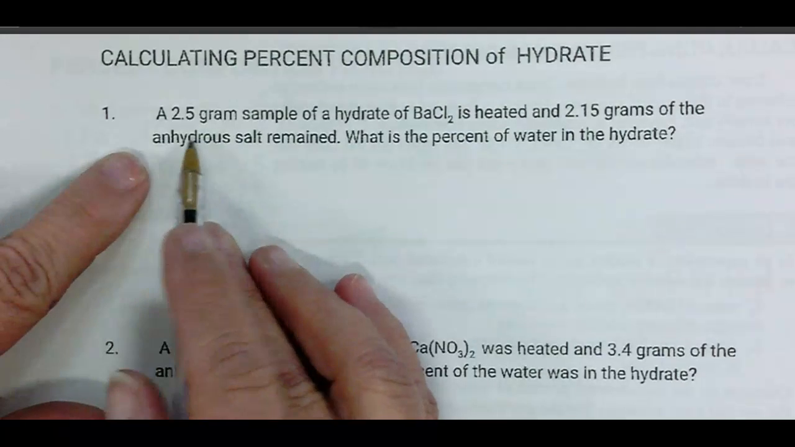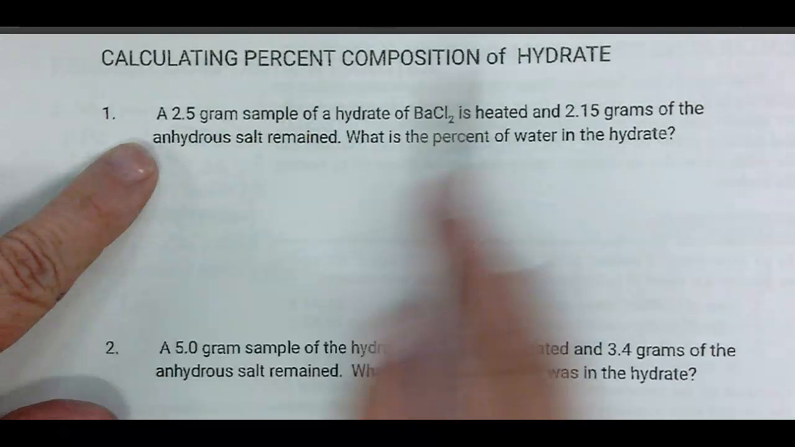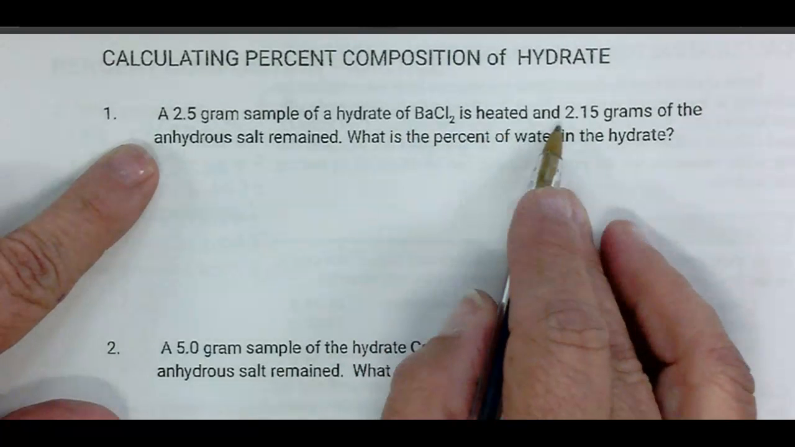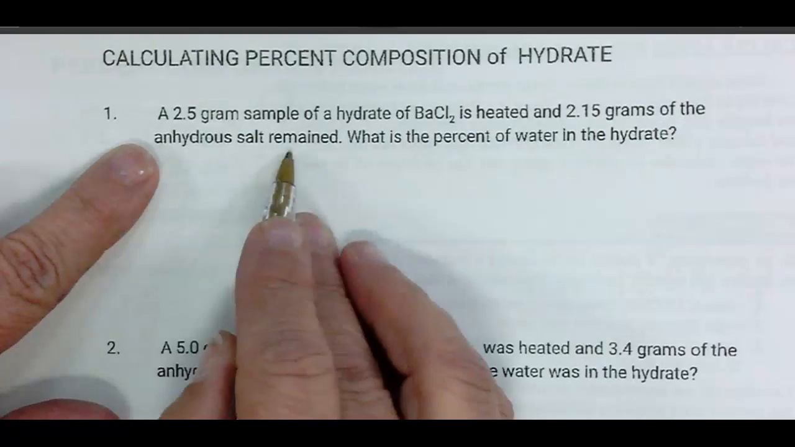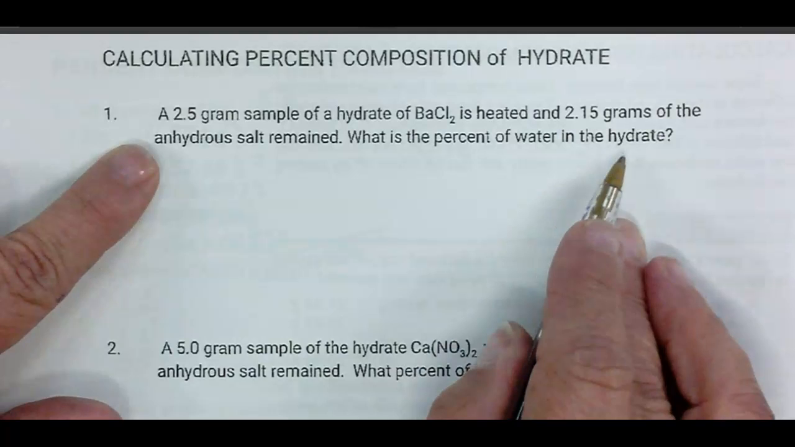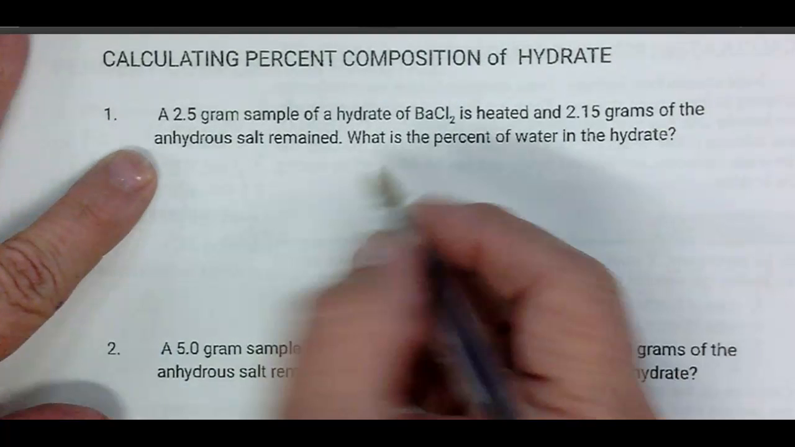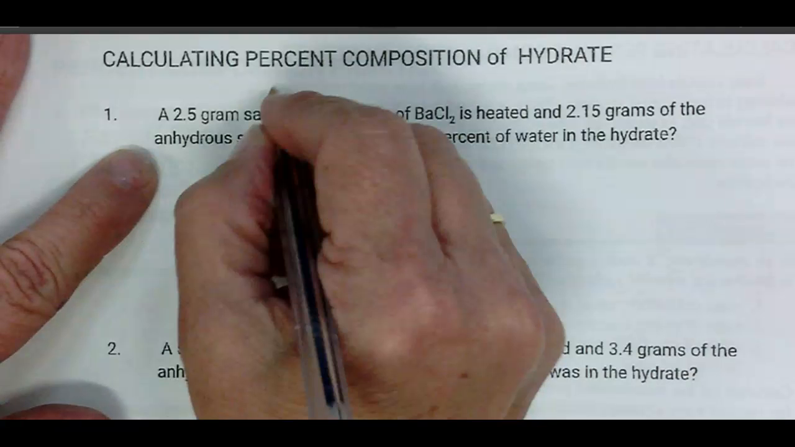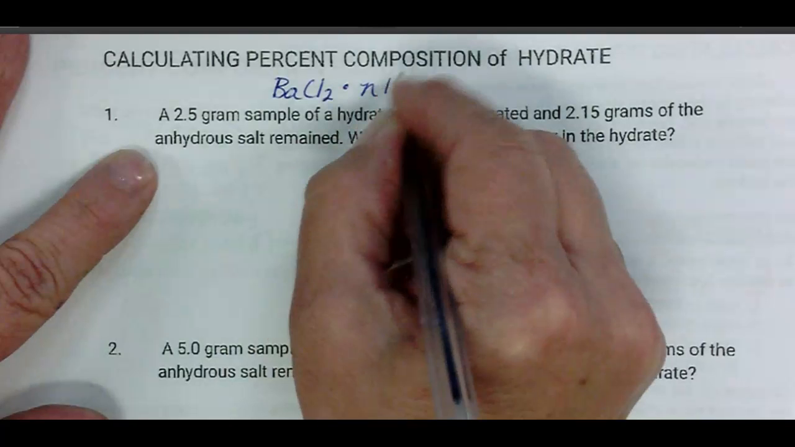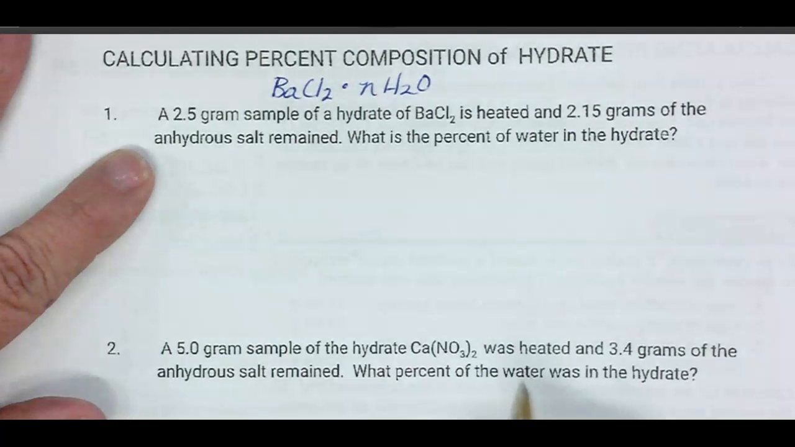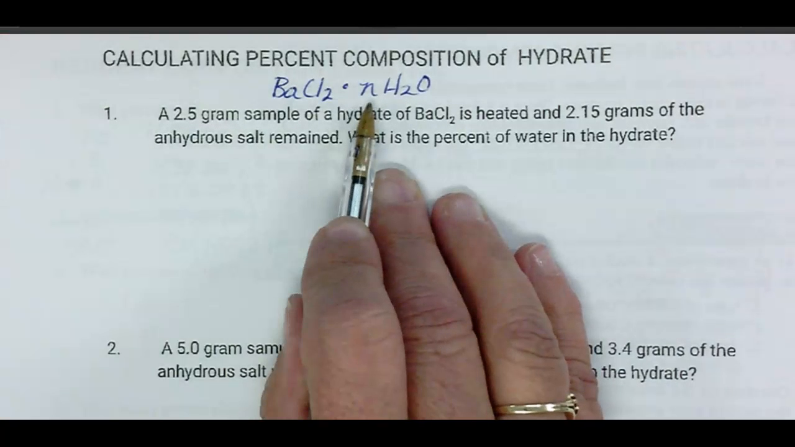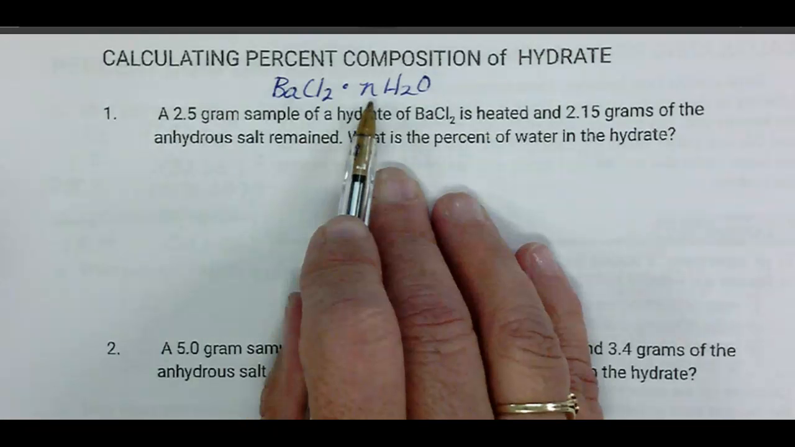So this one, you have a 2.5 gram sample of a hydrate of barium chloride, and it is heated, and 2.15 grams of the anhydrous salt remains. What percent of the water is the hydrate? So let's talk about what we have here. First off, we have barium chloride hydrate. Now I'm going to put just an n there because it doesn't tell us what that n value is. So it could have 1, it could have 2, 3, 4, we don't know.